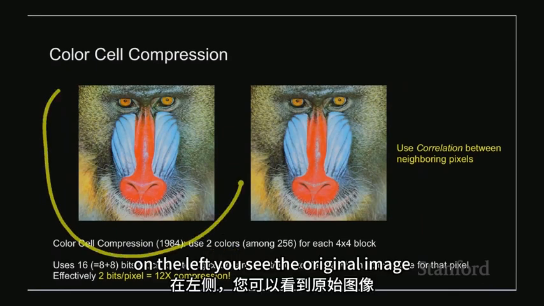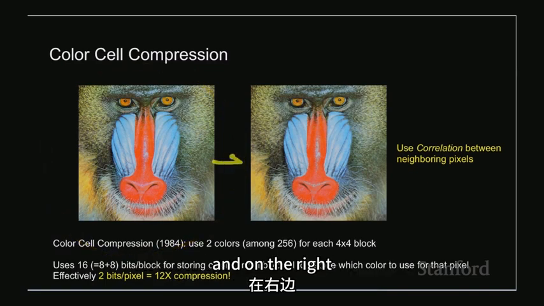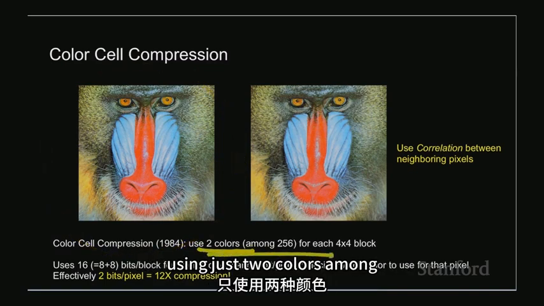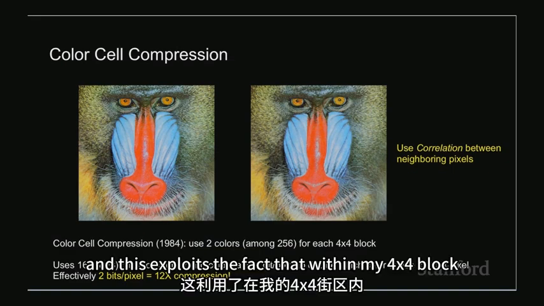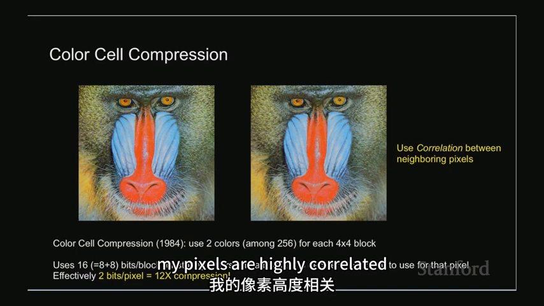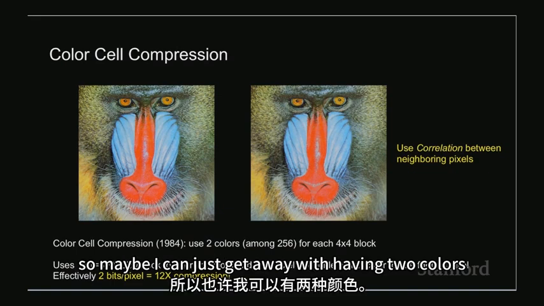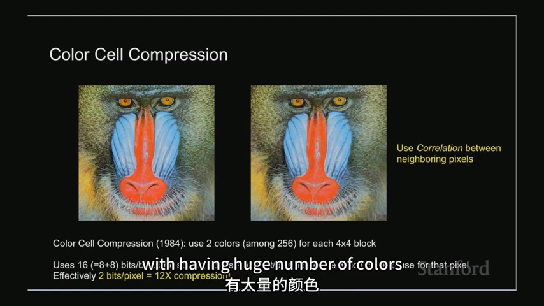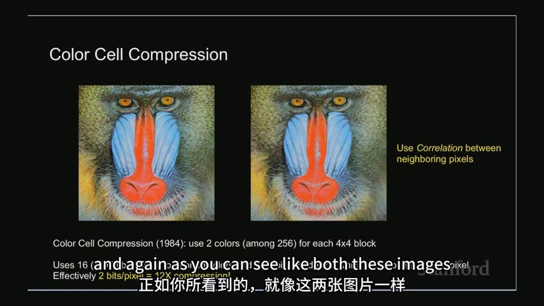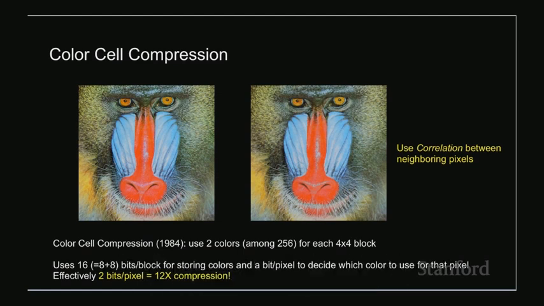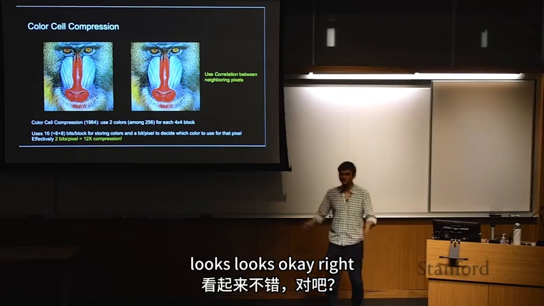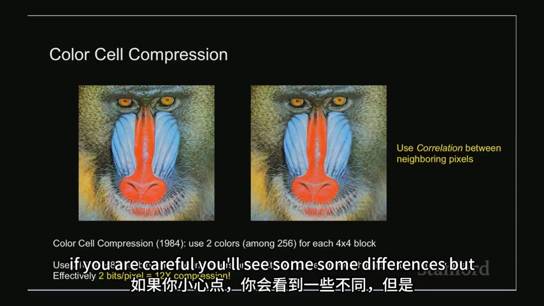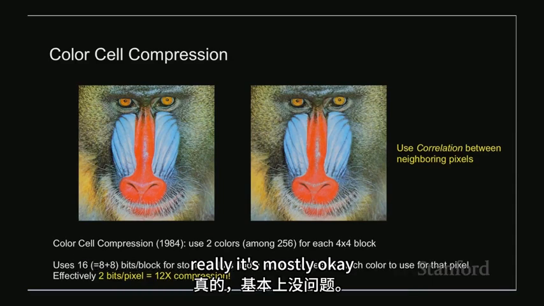On the left, you see the original image. And on the right, you see the reconstructed image using just 2 colors among 256 for each 4x4 block. This exploits the fact that within my 4x4 block, my pixels are highly correlated. So maybe I can just get away with having 2 colors. I don't really have to represent it with a huge number of colors. And as you can see, both these images, at least to me, if I'm seeing from far away, look okay. If you are careful, you'll see some differences, but really it's mostly okay.